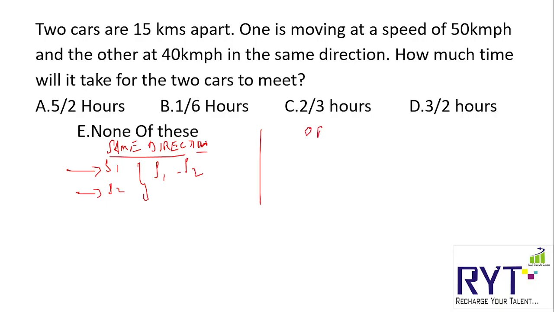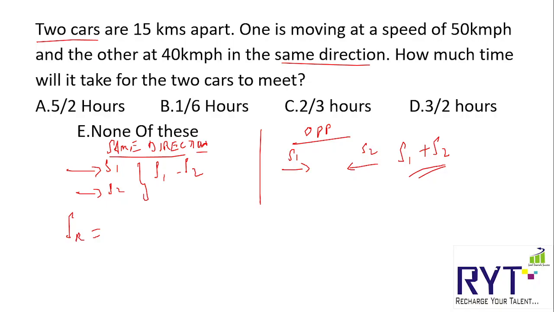If they are moving in opposite directions, what happens? One is moving with a speed of s1, another one with a speed of s2. Then the relative speed will become what? s1 plus s2. This is very important basics. So when you have two vehicles, since they are given two cars, relative speed will come into picture. In this case, they have told same direction. So relative speed is s1 minus s2. So we can say 50 minus 40, that is 10 kilometers per hour.